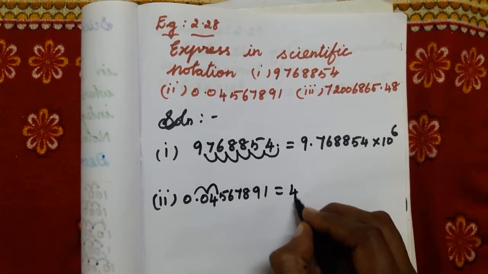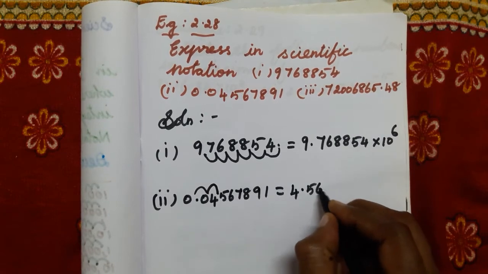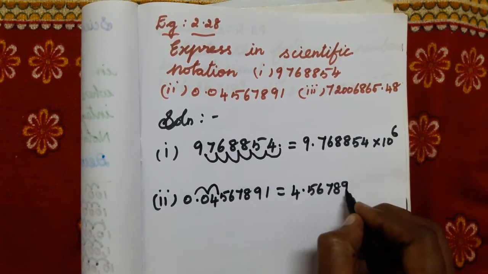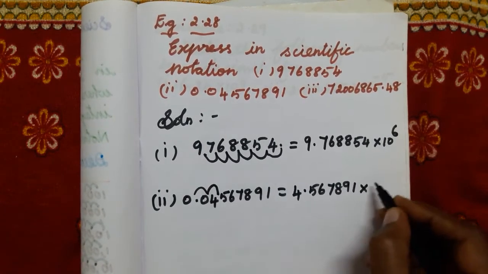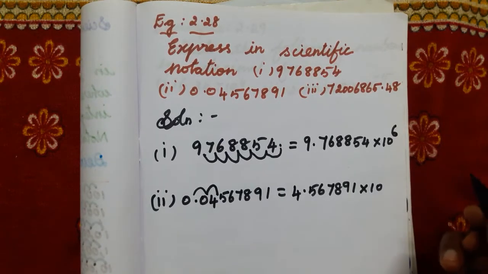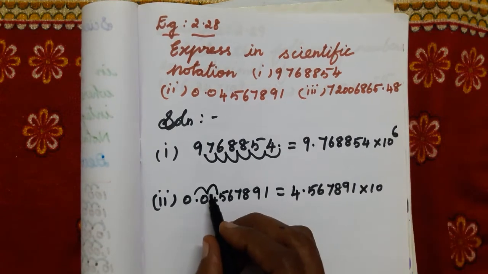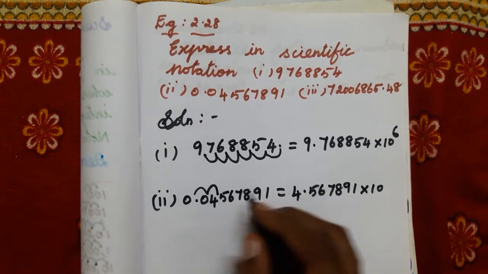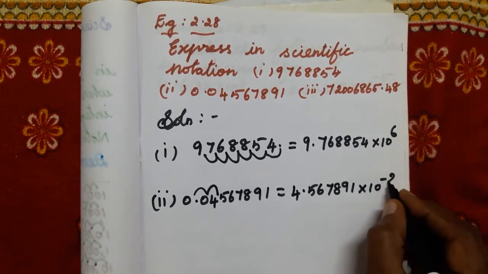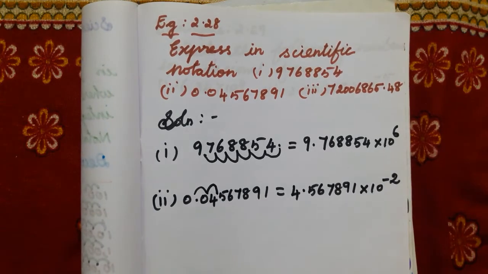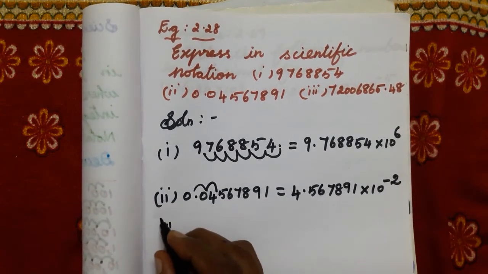So 4.56781 into 10 power. What can we write for 10 power? We moved the decimal point 2 digits right. So we have to write minus 2. 10 power minus 2. Then the third problem.